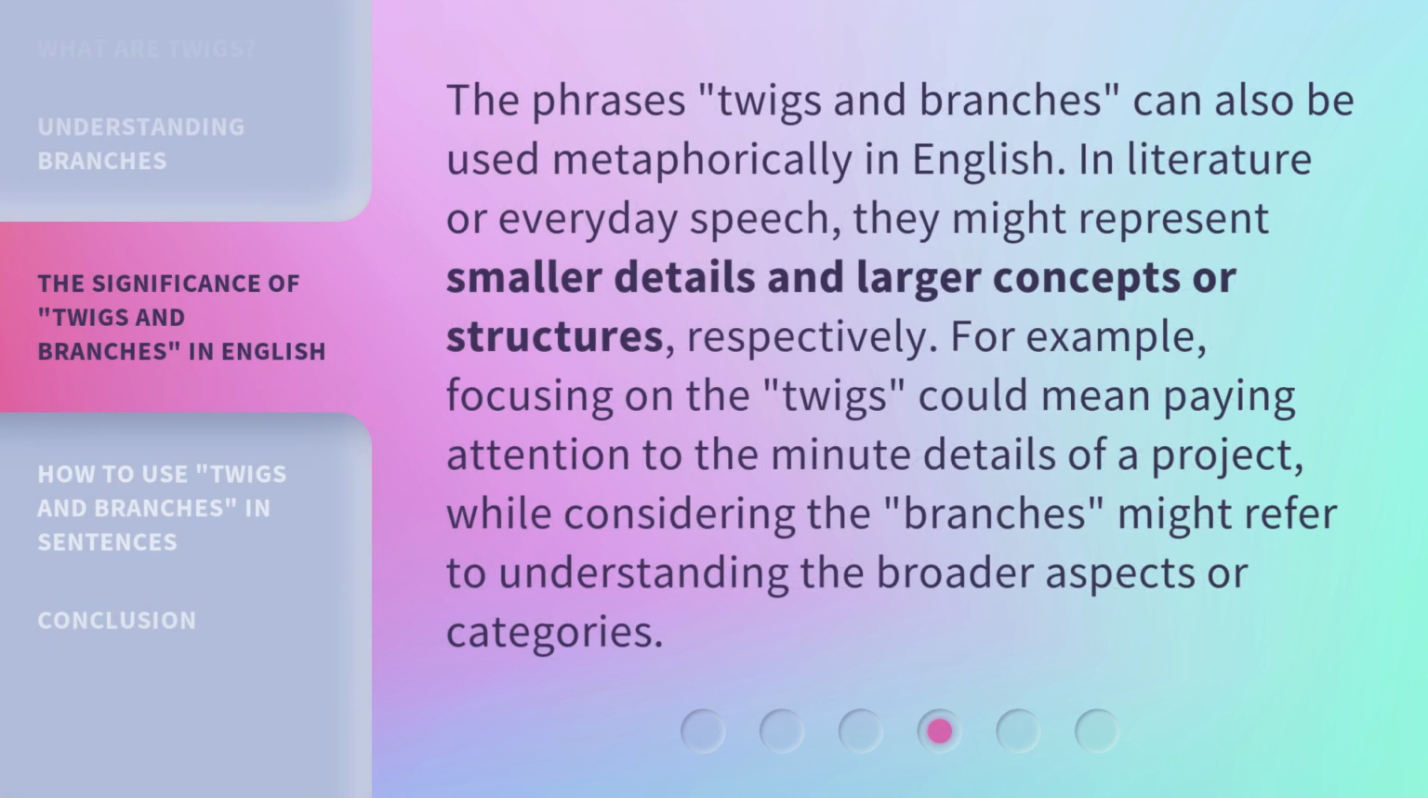The phrases, twigs and branches, can also be used metaphorically in English. In literature or everyday speech, they might represent smaller details and larger concepts or structures, respectively. For example, focusing on the twigs could mean paying attention to the minute details of a project, while considering the branches might refer to understanding the broader aspects or categories.